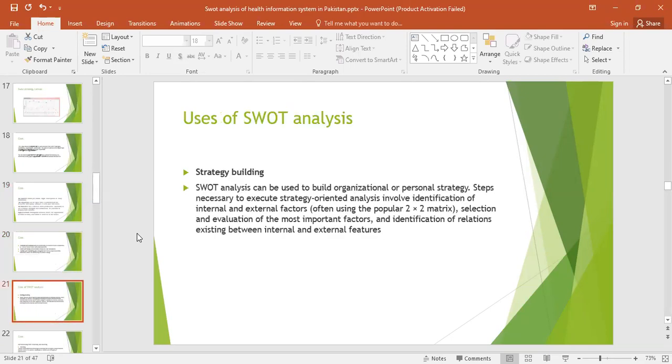Now come the uses of SWOT analysis. The first use of SWOT analysis is strategy building. SWOT analysis can be used to build organizational or personal strategies. Steps necessary to execute strategy-oriented analysis involve identification of internal and external factors, selection and evaluation of the most important factors, and identification of relations existing between internal and external features.